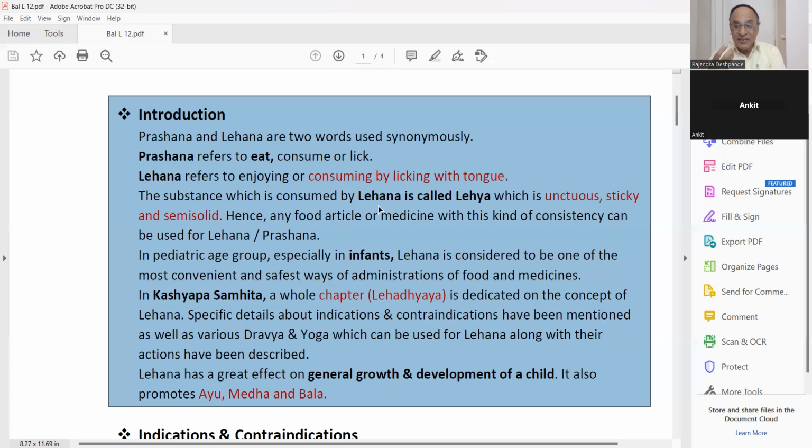And when the patient can take the medicine, that is called compliance of the medicine. Feedback, compliance, response to the medicines will be good if the patient is happy while taking the medicines. Are you understanding? So Lehana medicine, this type of medicine, is very good for the children. This is one of the most convenient, very easy and safe ways of administering the food and the medicine.